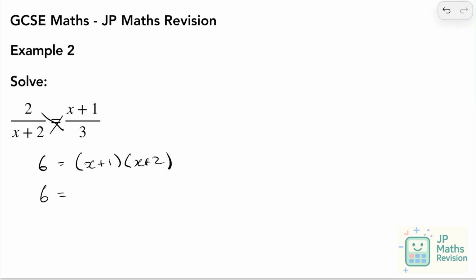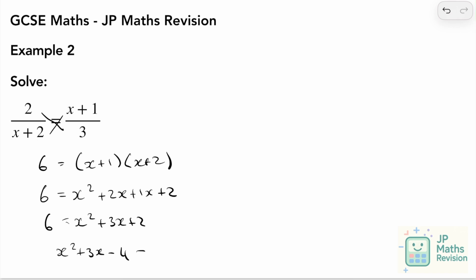So I end up with 6 equals x squared plus 2x plus 1x plus 2. Simplifying the right-hand side, I get x squared plus 3x plus 2 equals 6. And now again, this is starting to resemble a quadratic. So I need to minus 6 from both sides to make it equal to 0. So I get x squared plus 3x minus 4 equals 0. And then I need to factorise this.